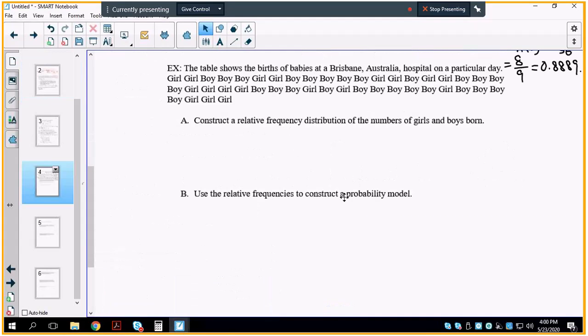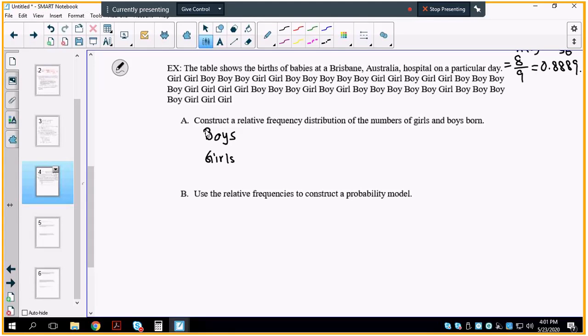So now we're going to start with a different type of problem. This problem that you are seeing on the screen is talking about a table that shows the births of babies at a Brisbane, Australia hospital on a particular day. And we are going to construct a relative frequency distribution of the number of girls and boys born. So this is what we have done in chapter 2 at the beginning of the semester. So let's finish that. So I'm going to say first the categories are boys and then it is girls.